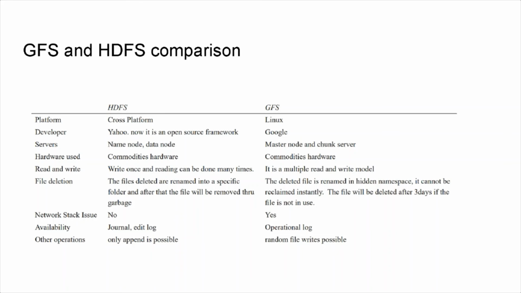For availability, HDFS has a journal edit log, whereas GFS has an operation log. The only other operation possible in HDFS is append. In GFS, random file write is possible. These were the differences between GFS and HDFS.